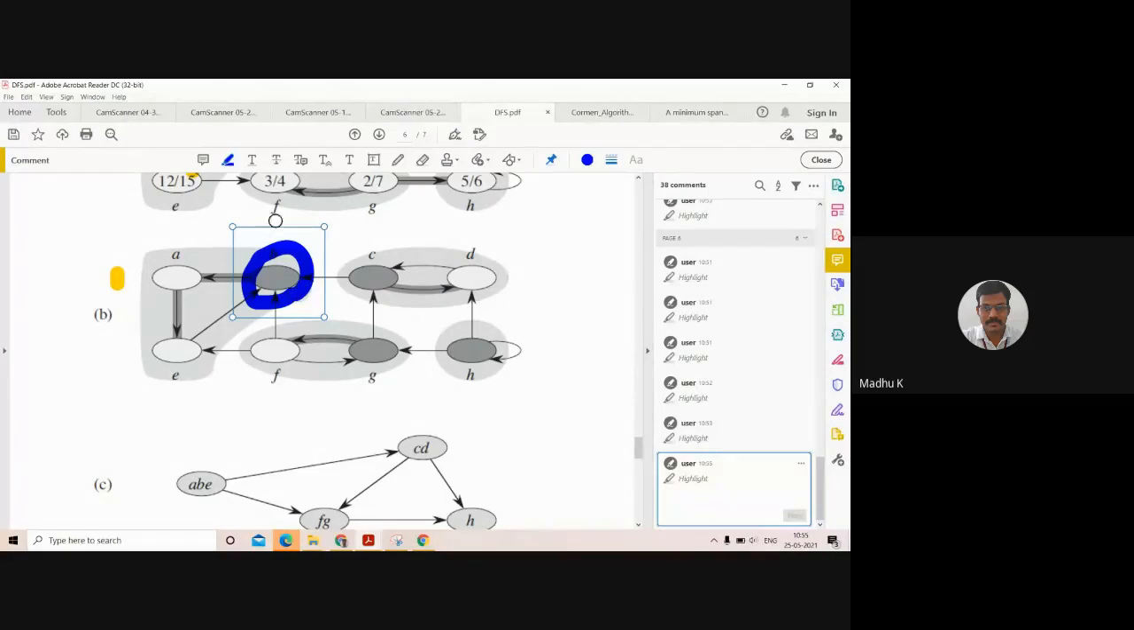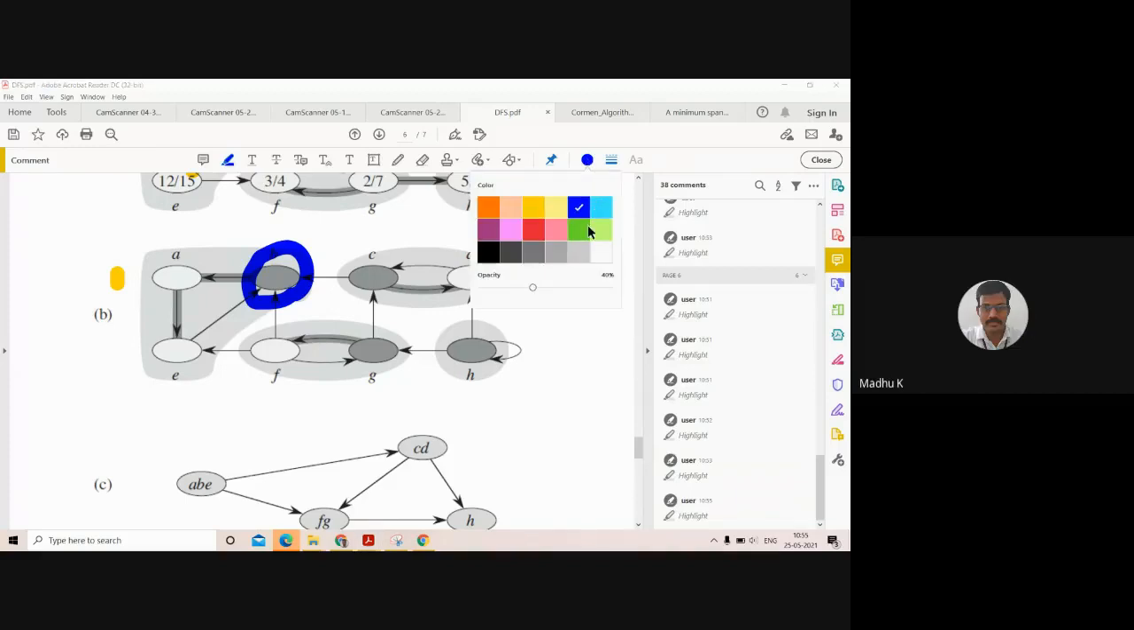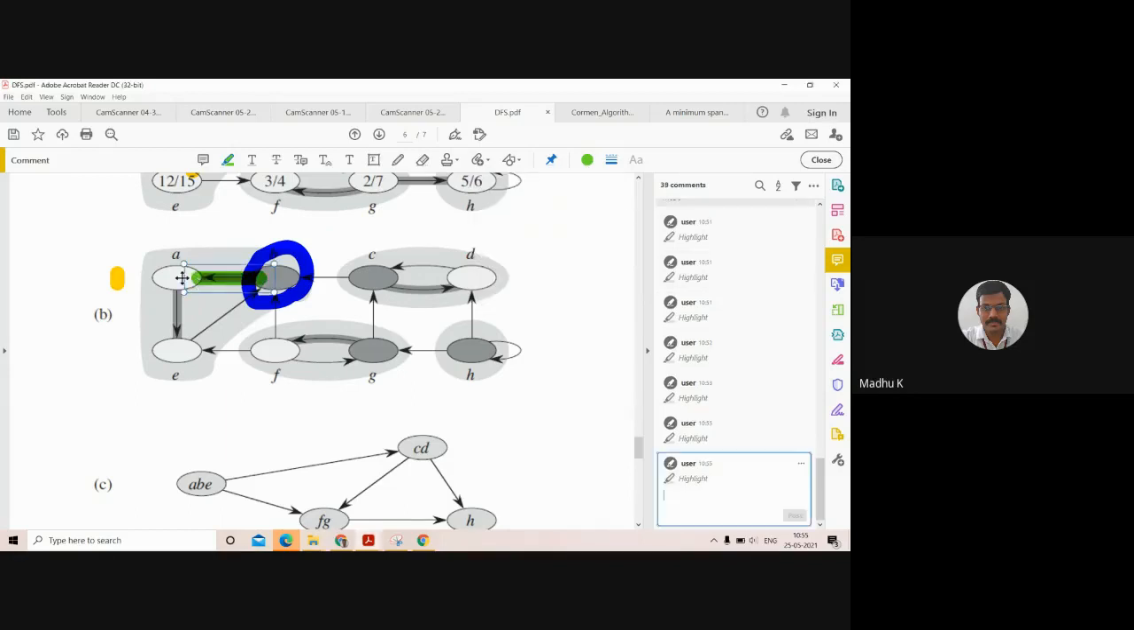Then what will I do? I will do a DFS from this vertex. We know the concept of DFS. From B, I will try to explore in this direction. Then I will give a time, and then I will move in this way, and then I will finish this one. I'm not fully showing this, just going through the concept. That is, from here I move to A, then I will give the time.